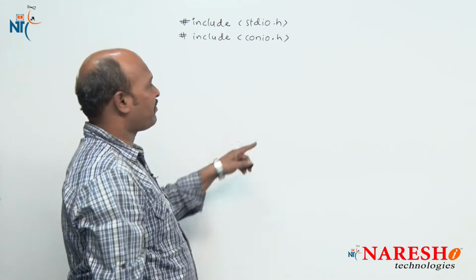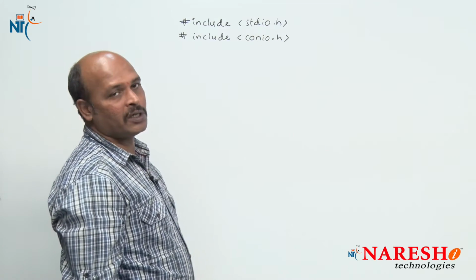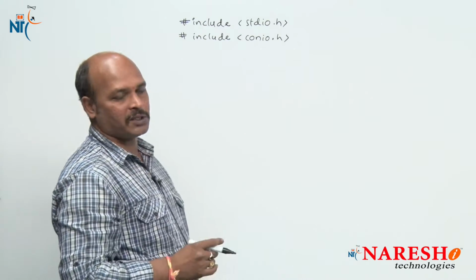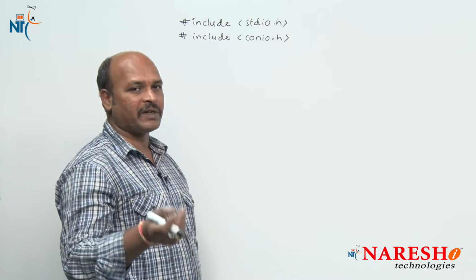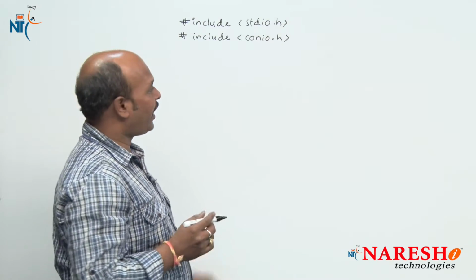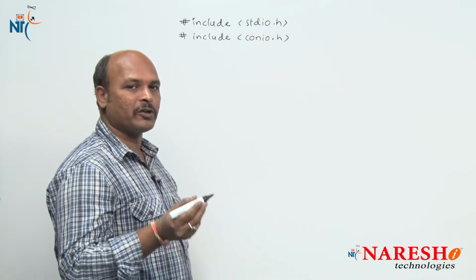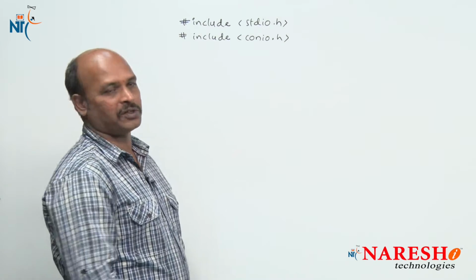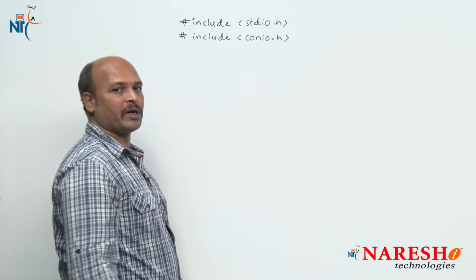Now watch this. First of all, the common header files stdio.h and conio.h. In stdio.h, we are going to use printf and scanf in our program, and in conio.h, we are going to use clrscr and getch. That is why I have taken two header files.